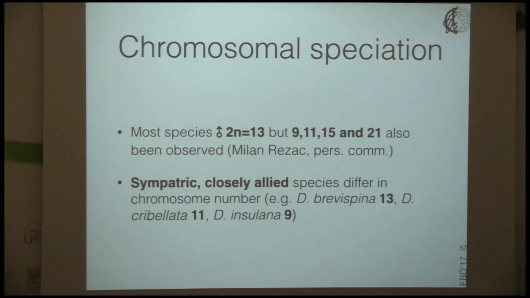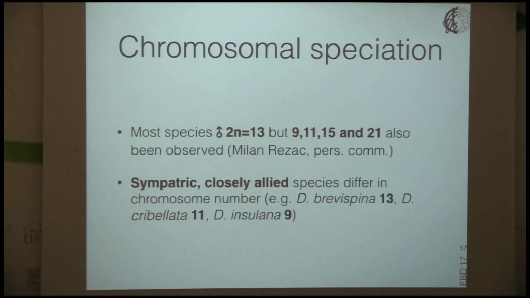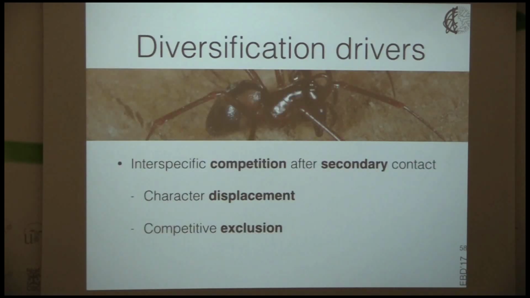Now, we're starting to recover chromosomal information in the Canaries. We're just starting, we have some figures. But it seems that some closely related species differ in the number of chromosomes. So that may be another potential source of speciation in these guys.